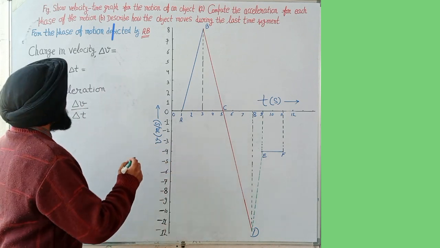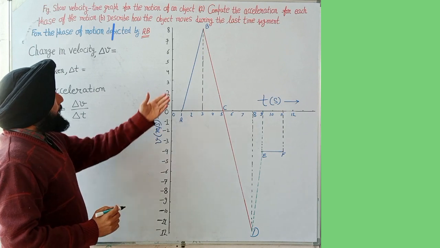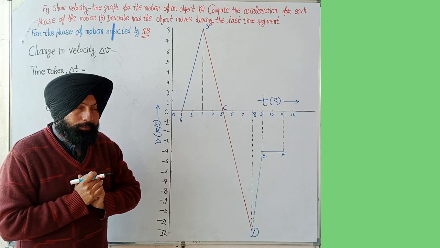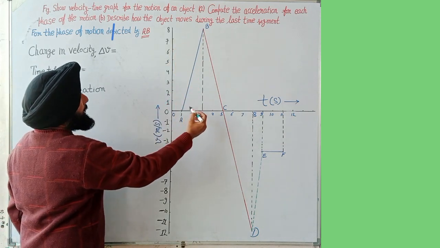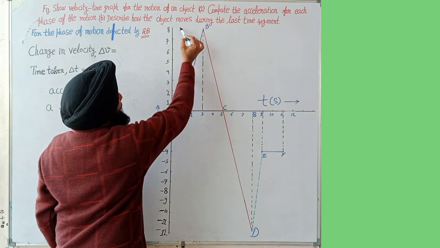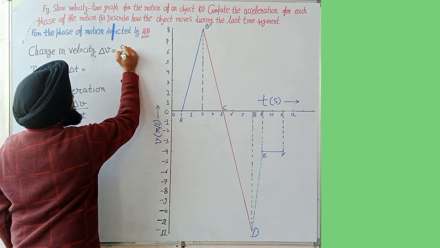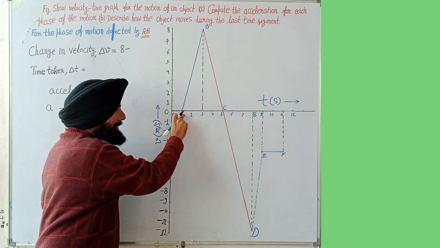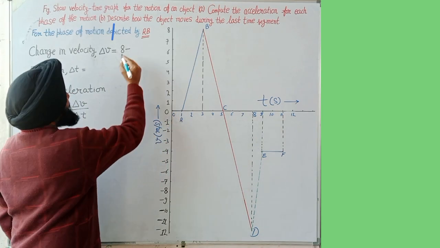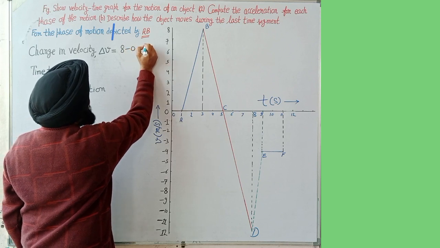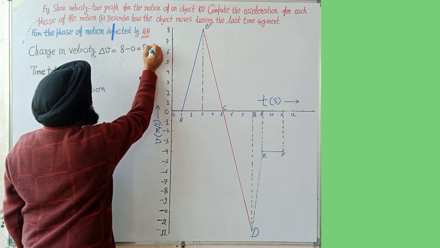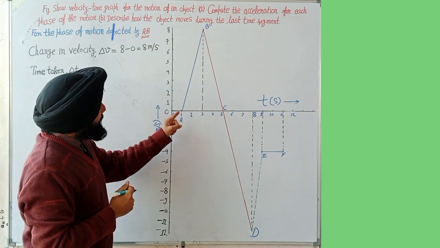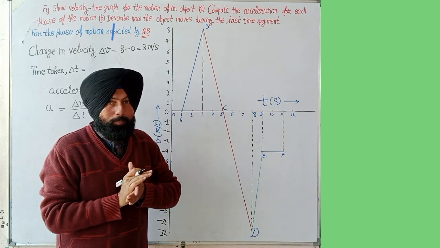Now change in velocity is final velocity minus initial velocity. That means final velocity here is 8 meter per second, minus initial velocity, which is 0. So 8 minus 0, 8 meter per second is the change in velocity during the phase A to B.